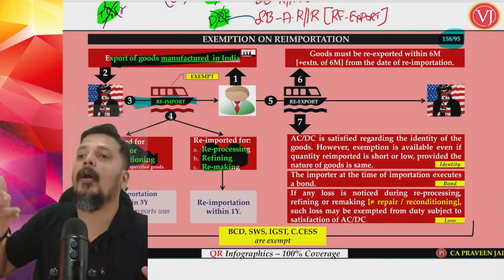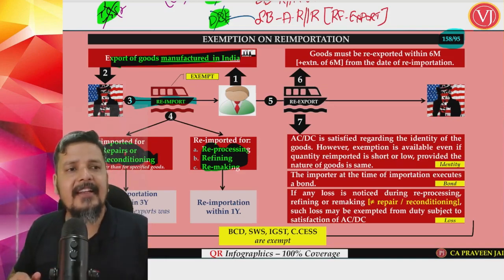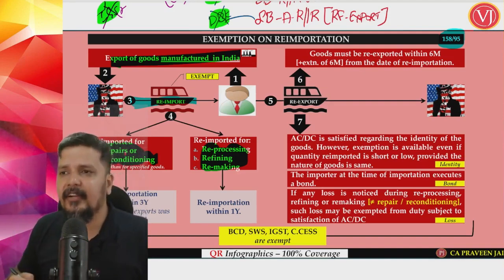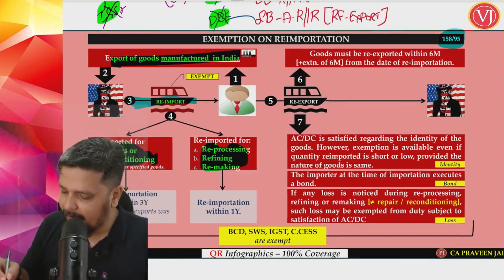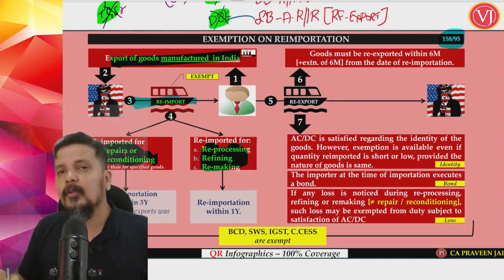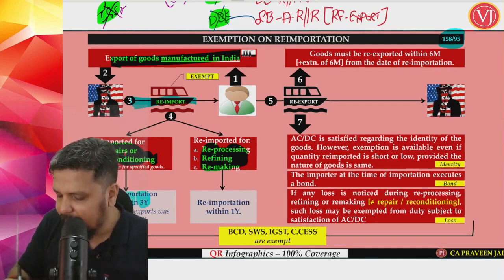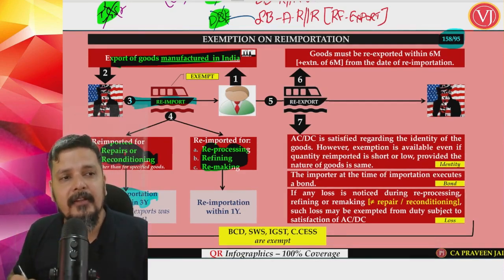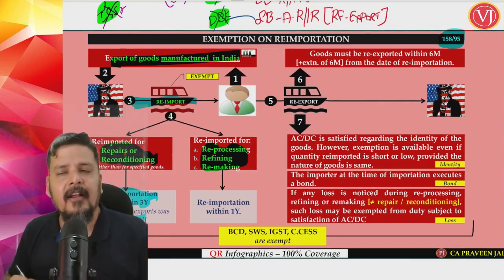Normal work, full work. Repairs, reconditioning is normal work. Refining, remaking, reprocessing is to redo the entire manufacture. All you have to satisfy is certain conditions. If it is for repairs and reconditioning, the goods should have been imported within 3 years. 10 years for Nepal. Special relaxation for sister country.